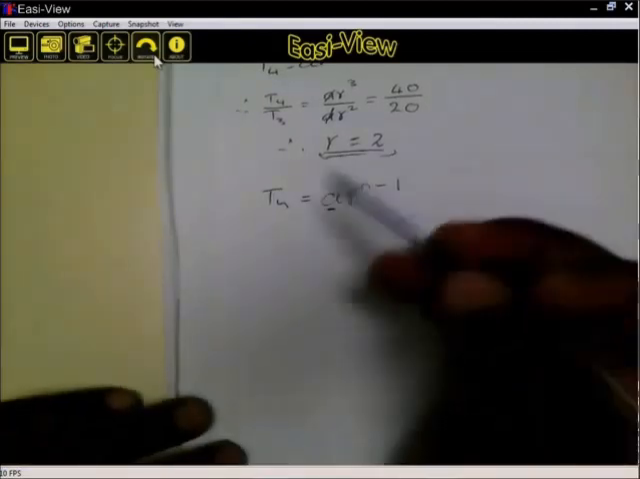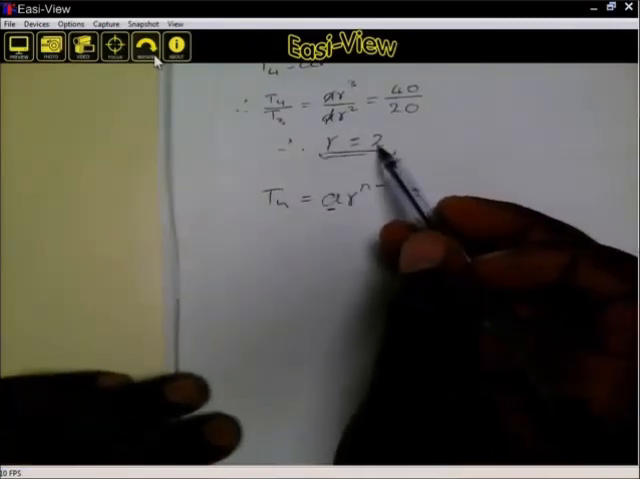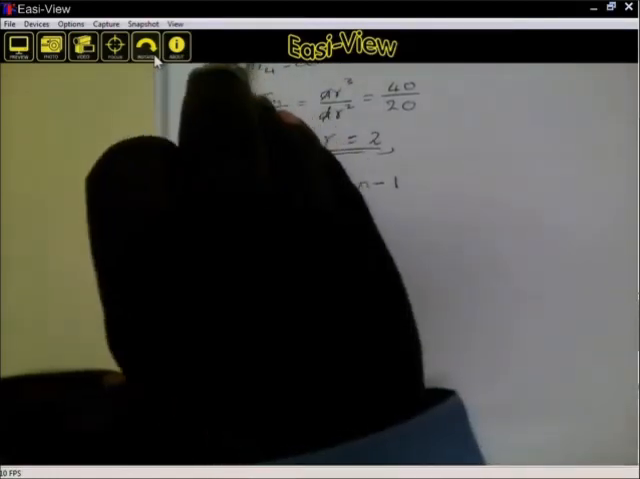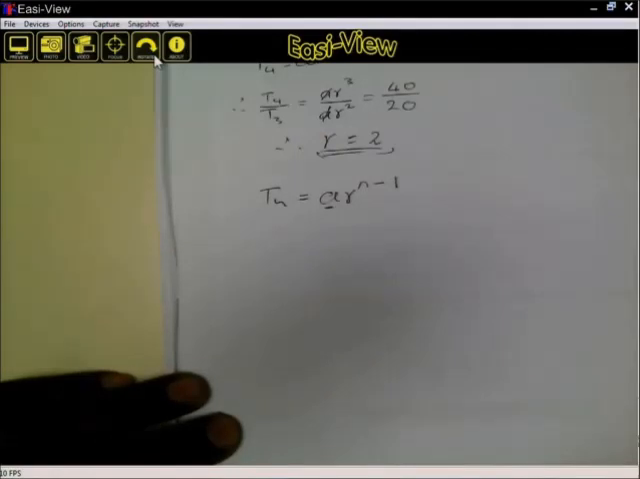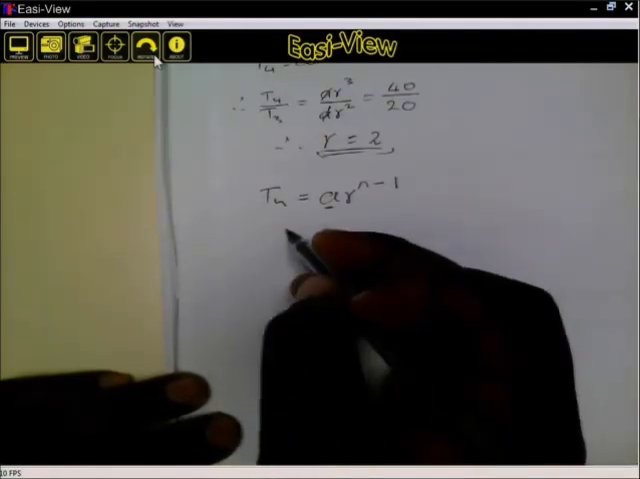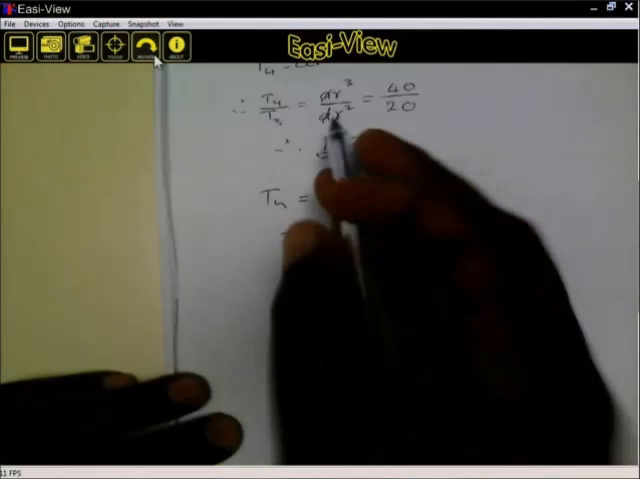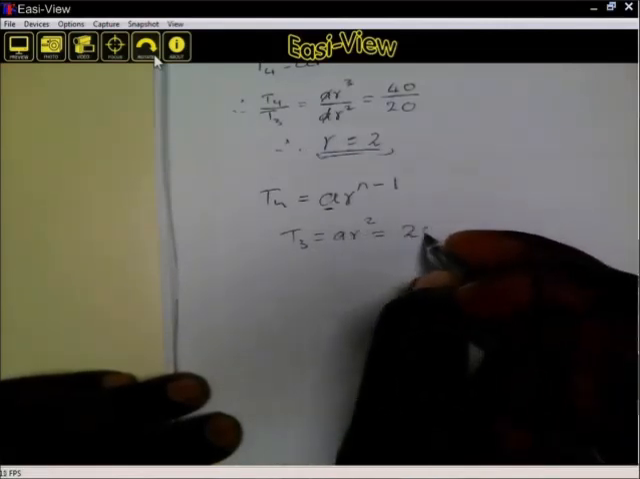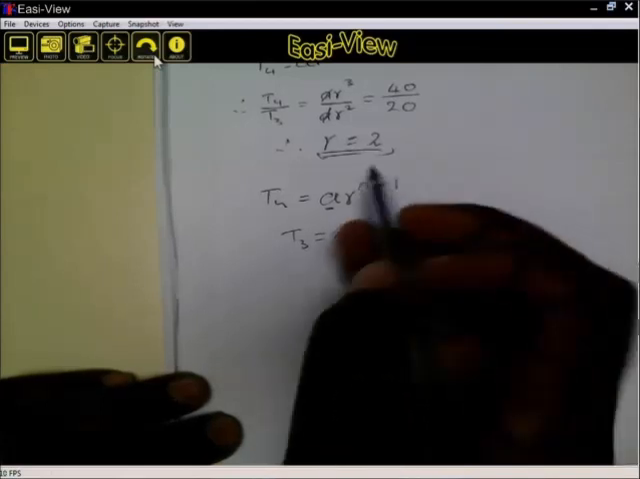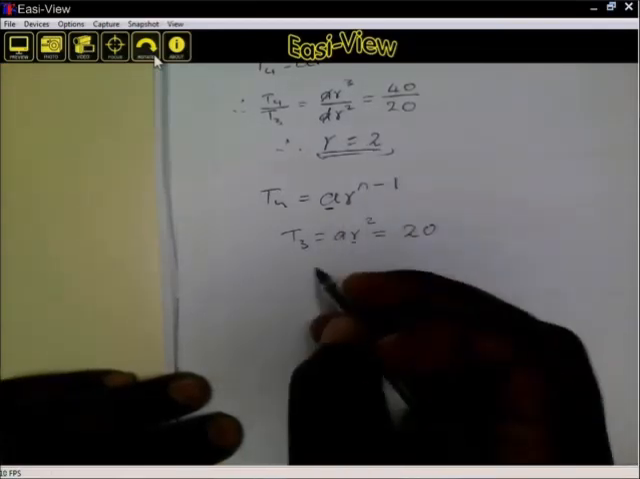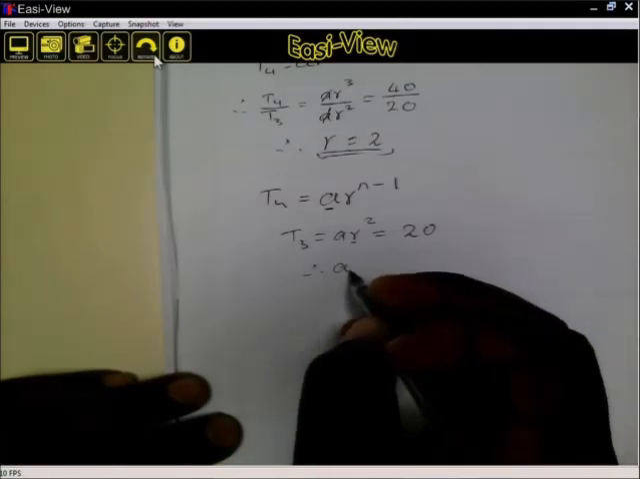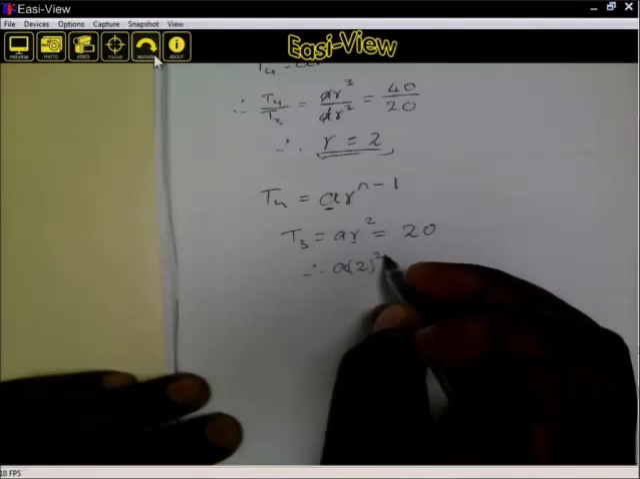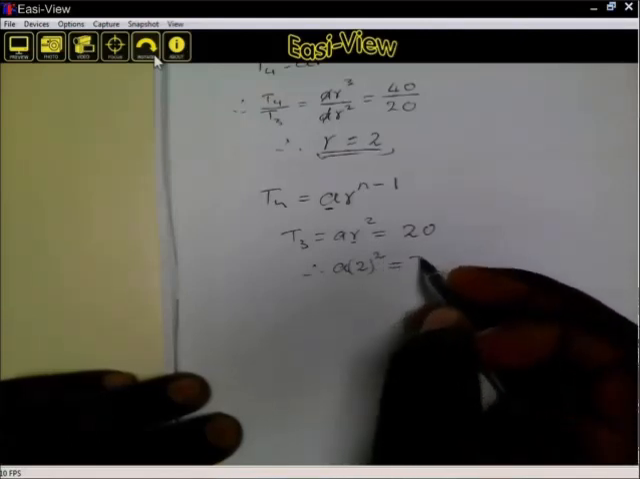Because we have already found the value of R, we can use either term number 3 or term number 4 to find the value of A. Now let's use T3. We say T3 is equal to AR squared, which is equal to 20. And R, we already found, R is 2. It therefore means we will have A, and in the place of R we write 2, but this 2 is squared. And this will be equal to 20.